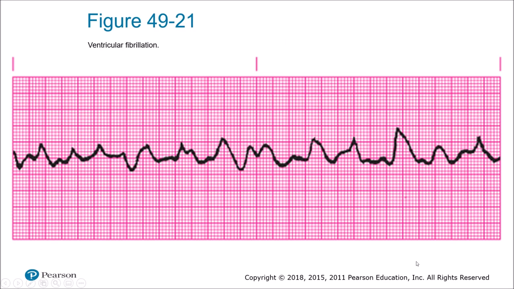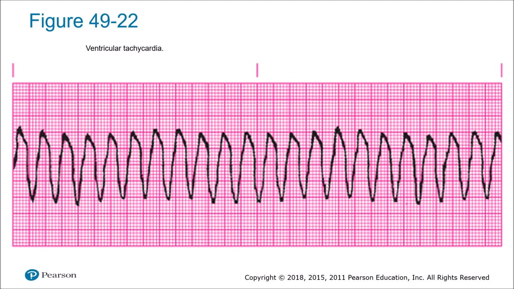Here's another example of VFib. Again, we see this kind of crazy wave line. The ventricles are quivering. They're not really pumping blood. This person is dying. Here we see VTAC, ventricular tachycardia.